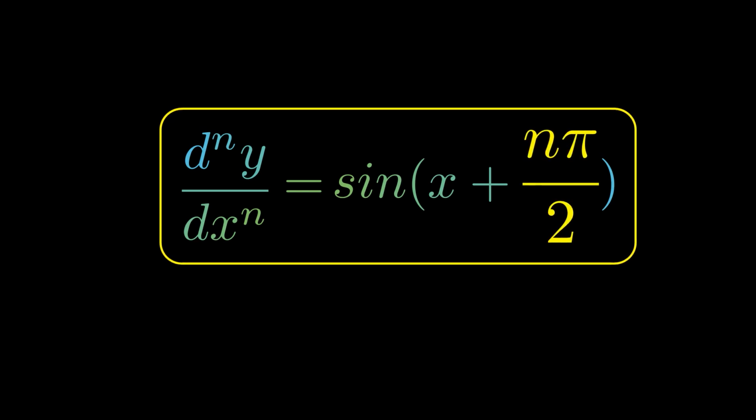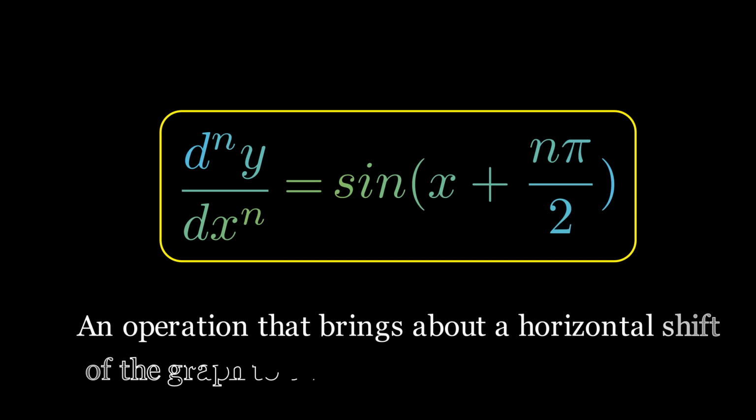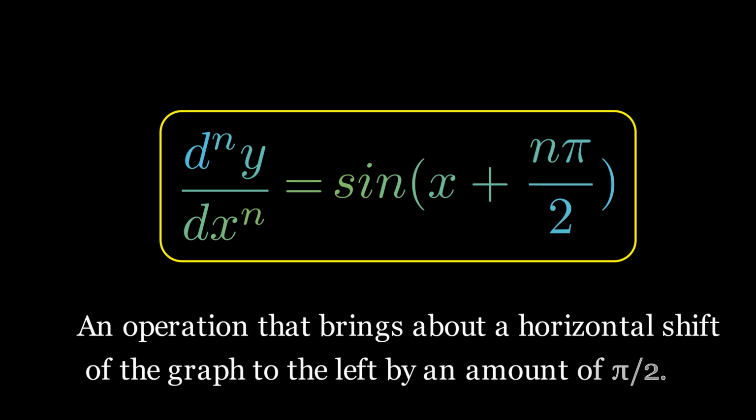This term here corresponds to a horizontal shift. You can think of taking a derivative of sine x as an operation that brings about a horizontal shift of the graph to the left by an amount of π by 2. So doing this operation n times corresponds to shifting the original graph to the left by n π by 2.